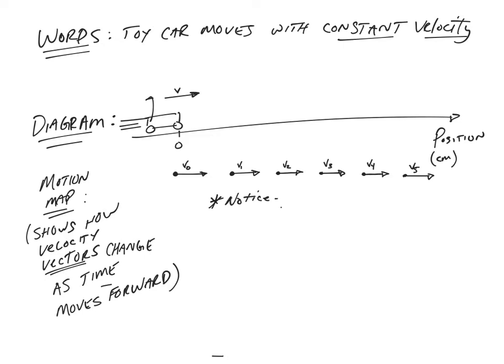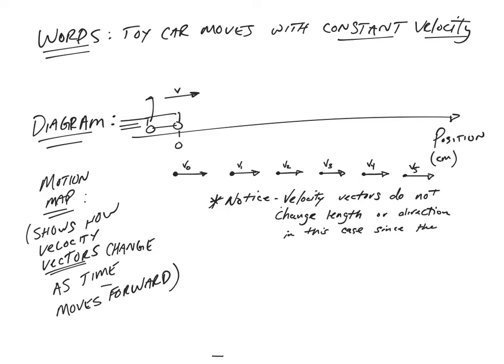Notice velocity vectors do not change length or direction in this case, and that's because the motion is constant velocity. So again, the word velocity implies two things. It implies there's a direction to the motion, and it implies there's a magnitude to the motion.